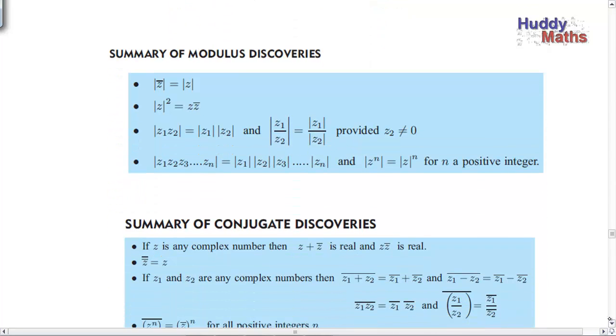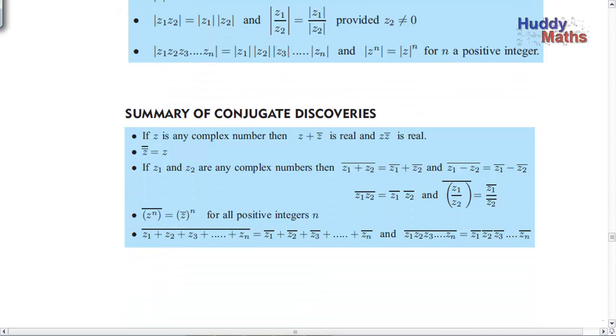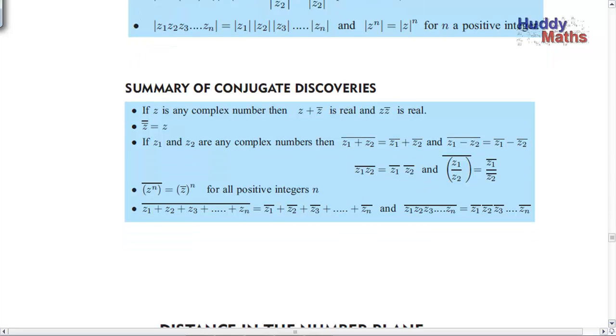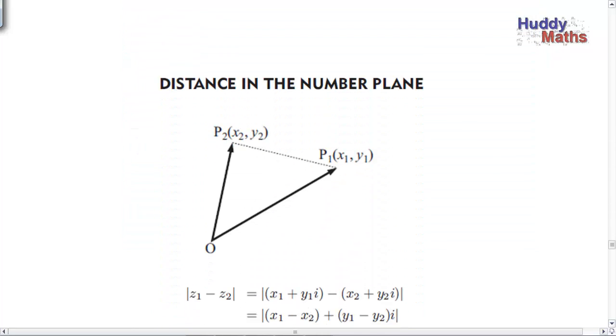Okay. So let's look at what we've got so far. Summary of modulus discoveries. Okay, so a couple of things there that we're summarising that we've found. Okay, let's have a look at the conjugates from before. So building up quite a few different properties here. So you might copy these down and just pretty common sense. It's what you'd like to be true. The modulus of a product is the product of the moduli. Come down now and we'll have a look at distance in the number plane. And right at the end, I'll go back and do that inductive proof for the product of the modulus of two complex numbers.